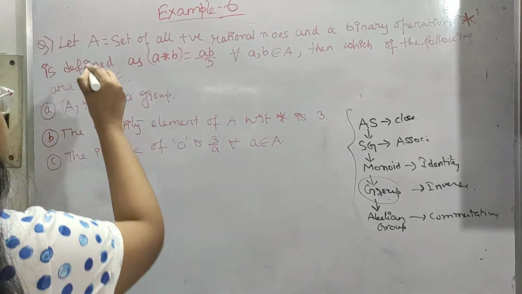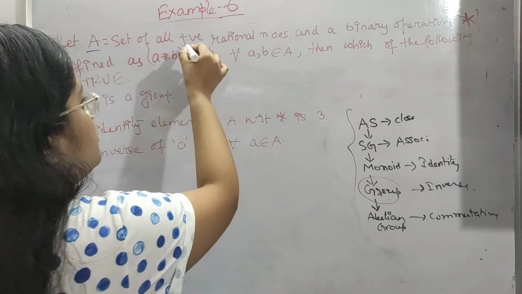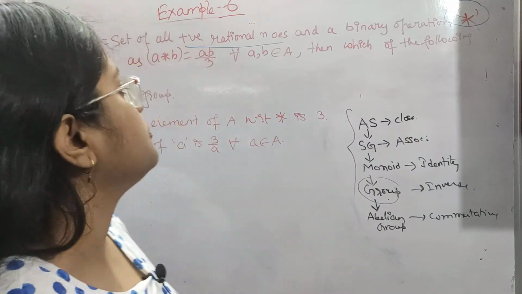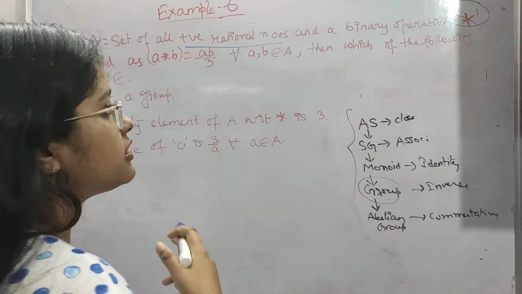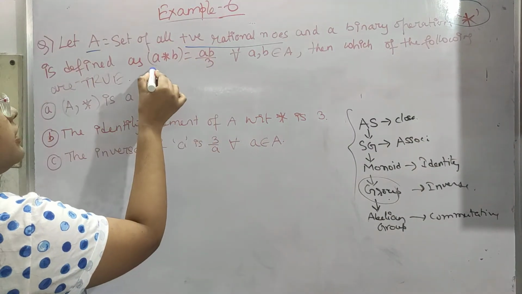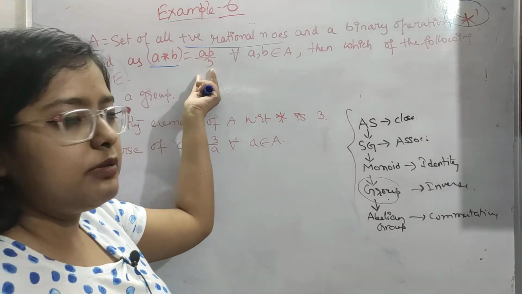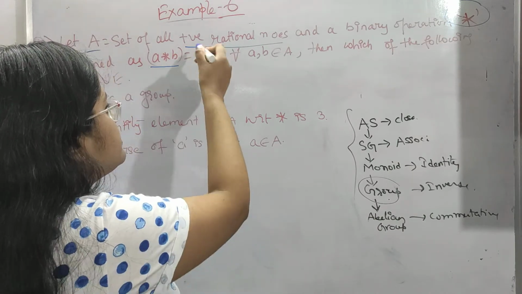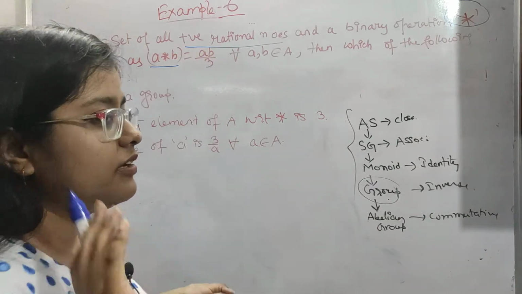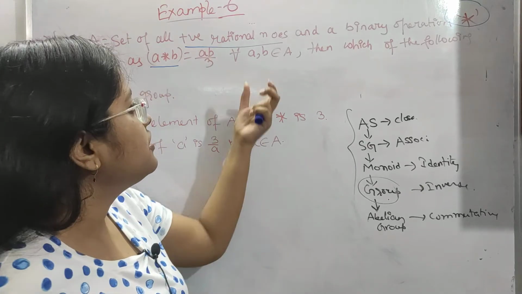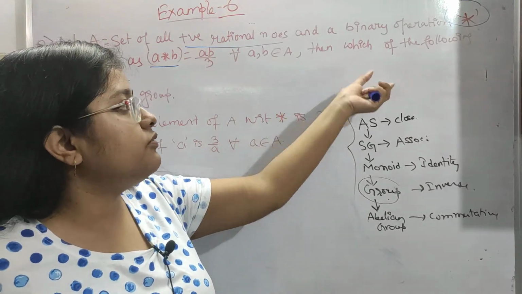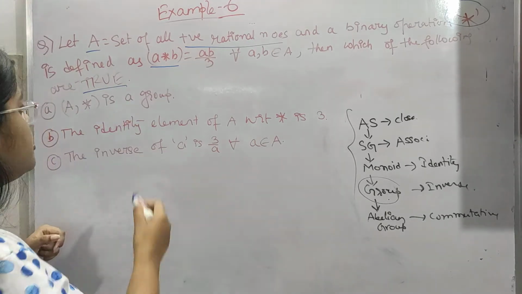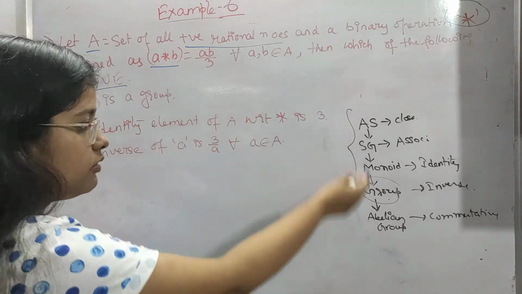Let A be the set of all positive rational numbers and a binary operation star is used. So 0 is excluded from here. It is defined as A star B is basically AB by 3. So for all A, B belonging to A, which of the following are true? Now we have to find out which is a group. To find that, we have to go all the way down.